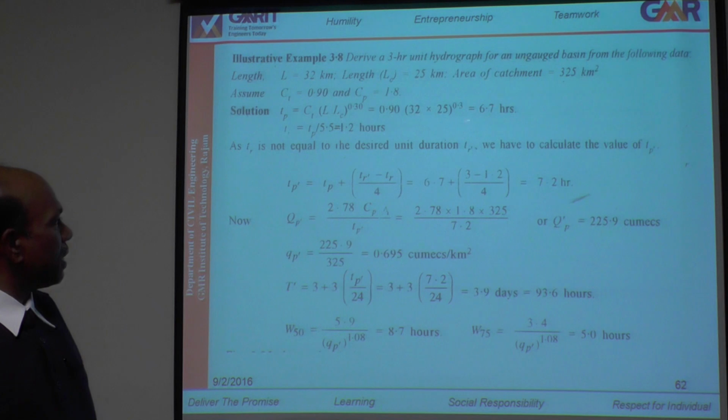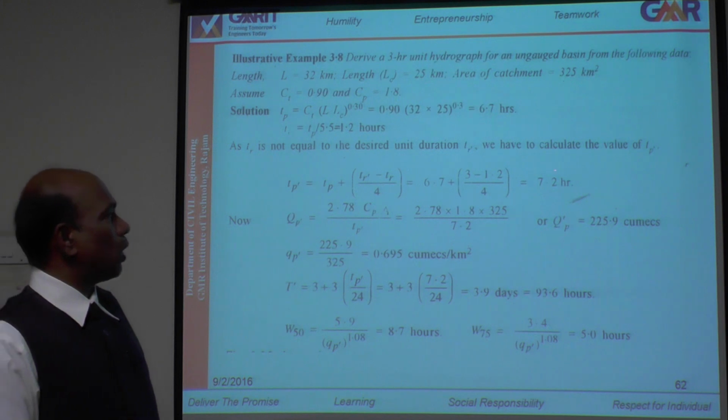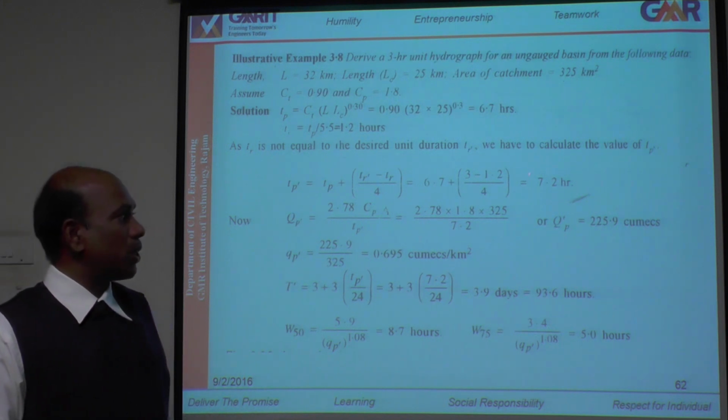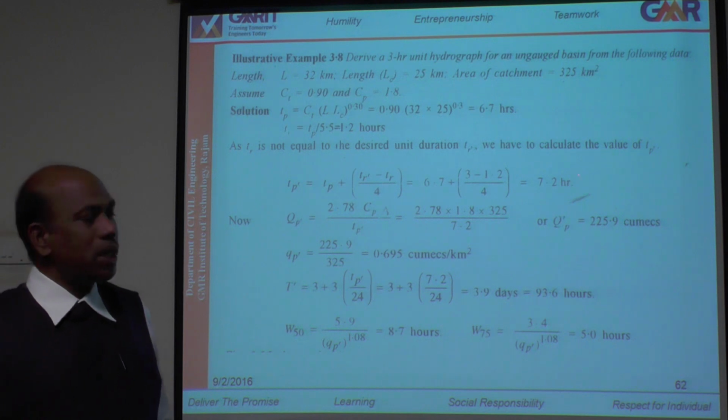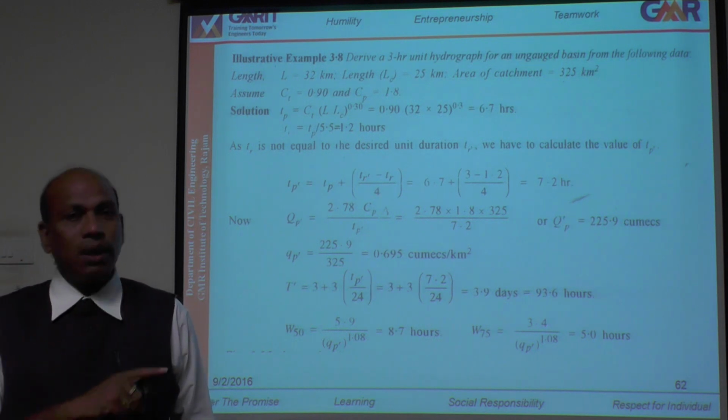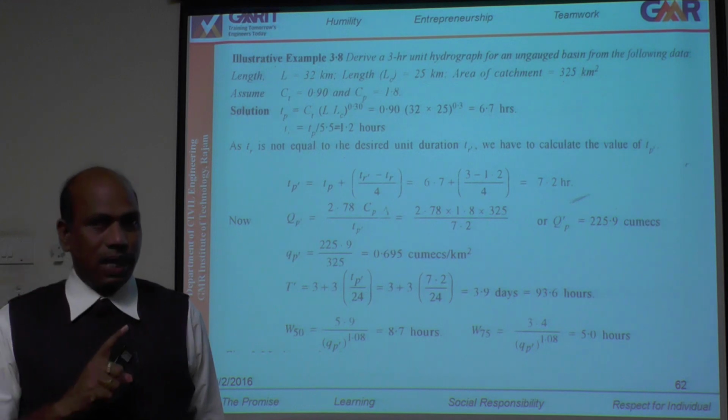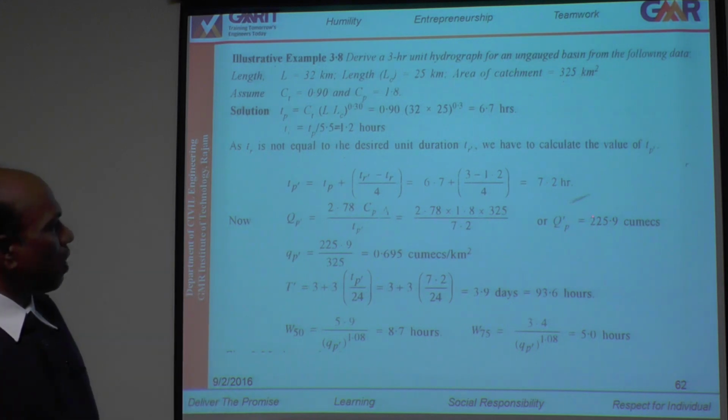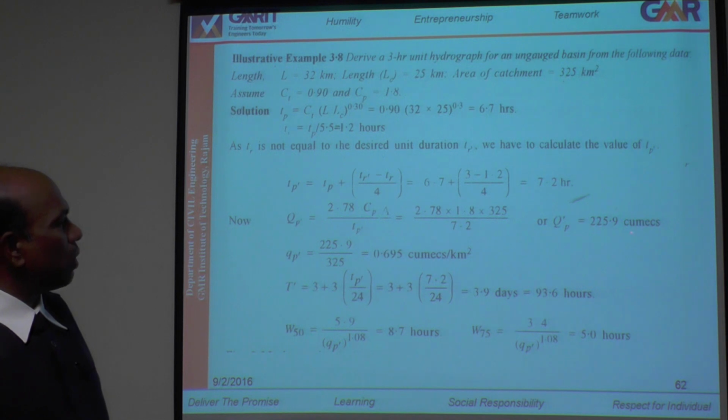This is the value of Tp, already calculated here. Then Tr dash minus Tr divided by 4. Tr dash is the required duration, that is equal to 3 hours. Tr is the calculated unit duration, that is 1.2, divided by 4. Here we have 7.2 hours. Basin lag is equal to 7.2 hours. This indicates the duration between the center of the drainage basin to the peak discharge. Finally, you have peak discharge equal to 225.9 cumecs, and discharge per unit area equal to 0.695 cumecs. Then the base period.